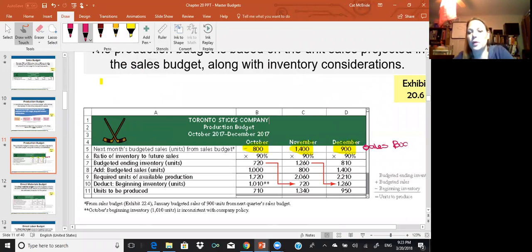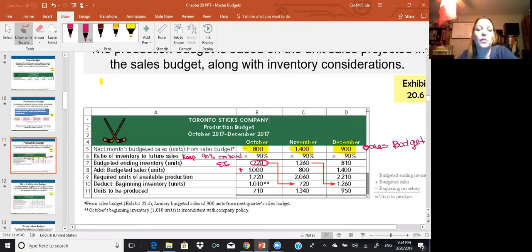So now what we're going to do is say, if I'm going to need to sell 800 units, I've decided that the ratio of inventory for future sales is 90%. In other words, I want to keep 90% on hand, which is really high. So if I need 800 units and I want to keep 90% on hand, that means my ending inventory at the end of the month needs to be 720 units.